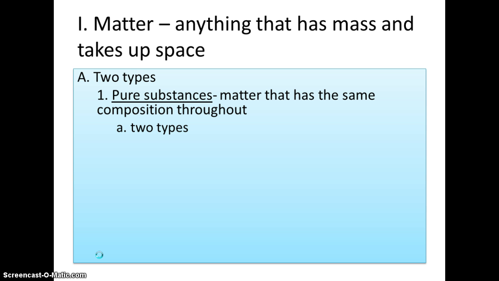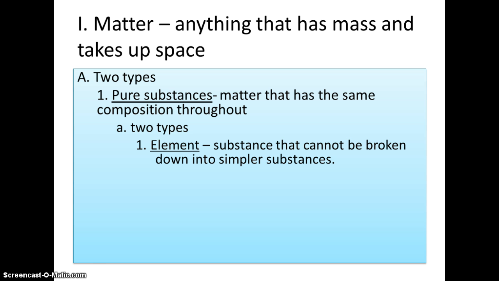A pure substance is matter that has the same composition throughout, which means it has the same type of particles throughout the entire thing. And there are two different types of pure substances. First, we have an element. An element is a substance that cannot be broken down into simpler substances. So you can't break elements down any further.